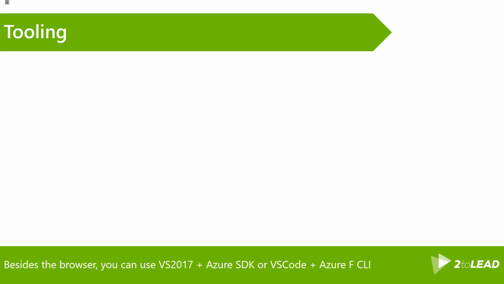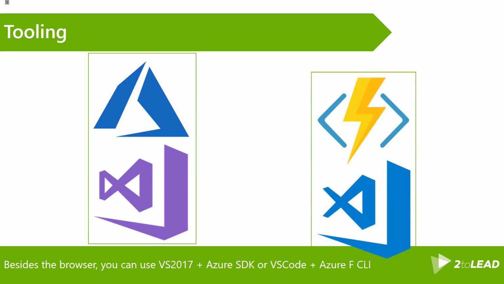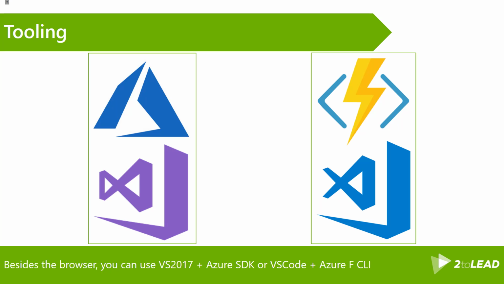In terms of tooling, you have, in my opinion, two main options that are available for professional development. You can, of course, start in the browser. There is an editing experience to create your functions and to build them from the portal, and you can write code from the portal and so on and so forth. But besides that, you can use Visual Studio 2017 with the Azure SDK, or you can use the Azure Functions CLI with Visual Studio Code, and both are free and open source. So if you have some challenges getting Visual Studio 2017 licenses, it's not so big a concern.